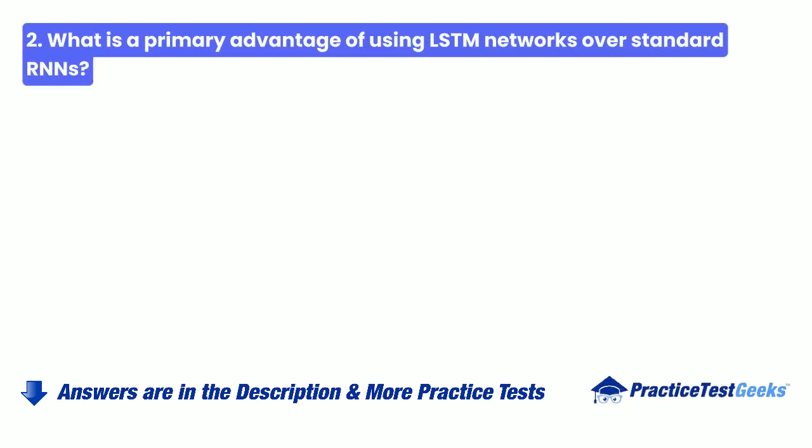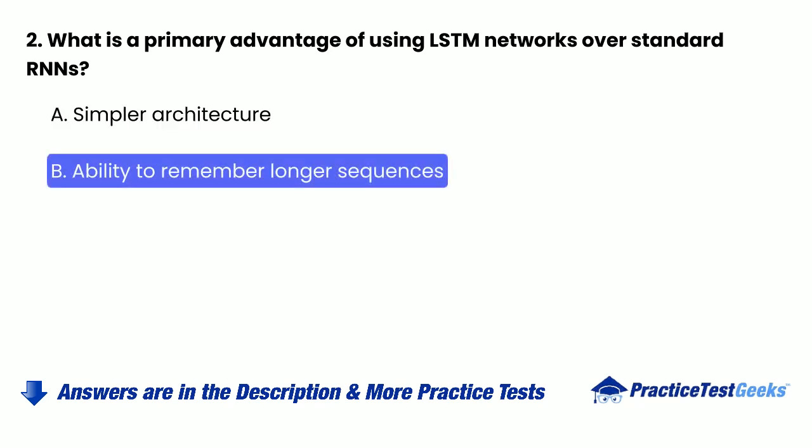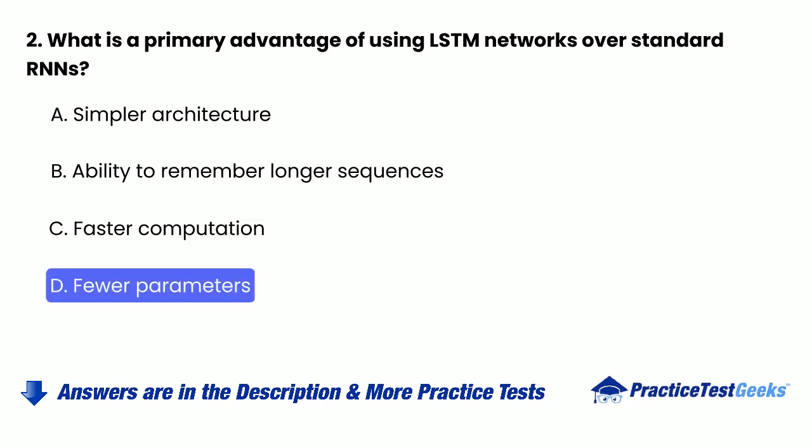2. What is a primary advantage of using LSTM networks over standard RNNs? A. Simpler architecture. B. Ability to remember longer sequences. C. Faster computation. D. Fewer parameters.